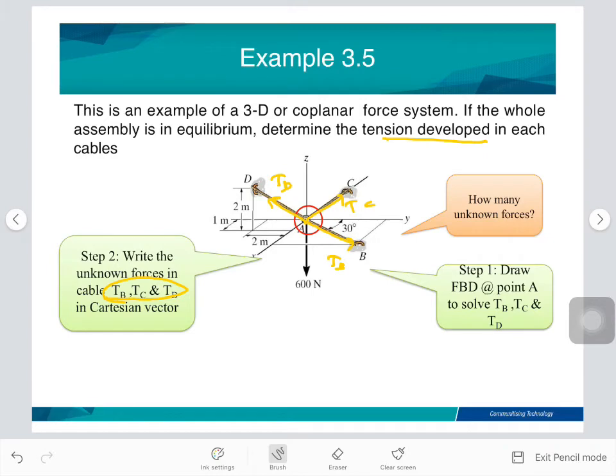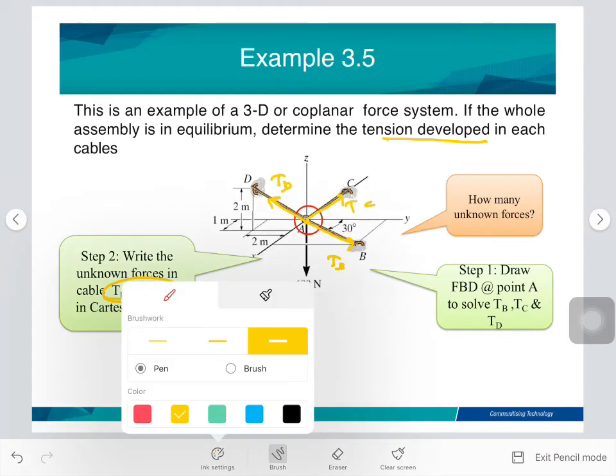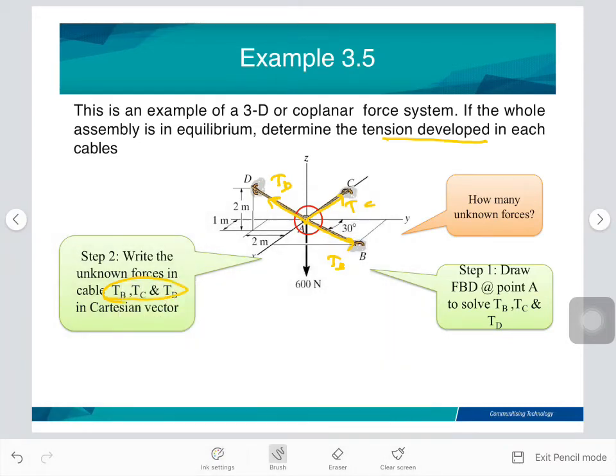So we have TC, you can write. Don't forget the right-handed system: Y, Z, and this is X. So your TC is in the negative I direction, right? So you can write that TC is equal to negative TC I. Okay, alright. Now we take a look at TB.